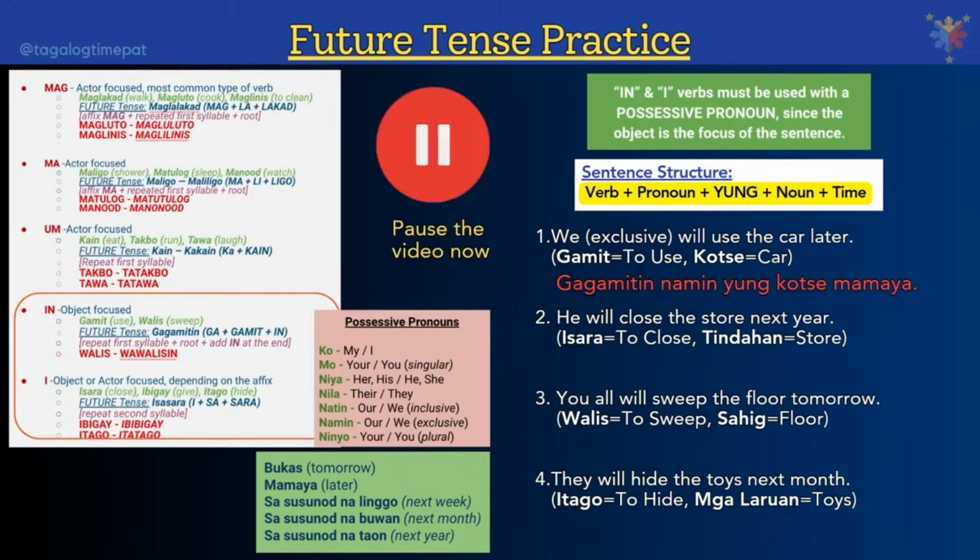You give it a try. You can pause the video now. You try 2, 3, and 4. Just plug in the vocabulary into the sentence structure and then use the conjugation patterns for in and e verbs. Go ahead and do that and we'll check it in just a bit. Alrighty, let's go ahead and do number 2.